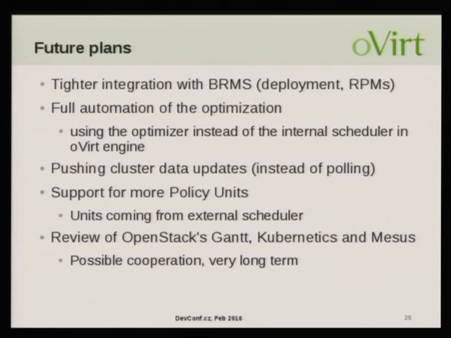Support for more policy units. The internal policy, the rules file, is missing some rules we have in the engine. We don't have them in the optimizer yet. It takes some time to write them, test them, and we just don't have that many developers working on that. Too bad. And we want to review OpenStack, Gantt, then Kubernetes, Mesos, all the other projects like that. Because we might be able to work with them and to write their own preprocessors for the optimizer. So they would be able to utilize it as well.